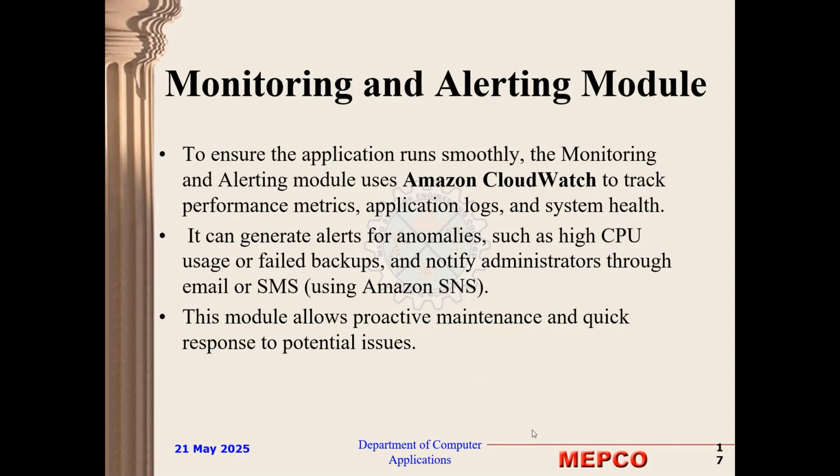Monitoring and alerting model. To ensure the application runs smoothly, the monitoring and alerting model uses Amazon CloudWatch to track the performance metrics, application logs, and system health. It can generate alerts for anomalies such as high CPU usage or failed backups and notify administrators through email or SMS using SNS. This module allows proactive maintenance and quick response to potential issues.